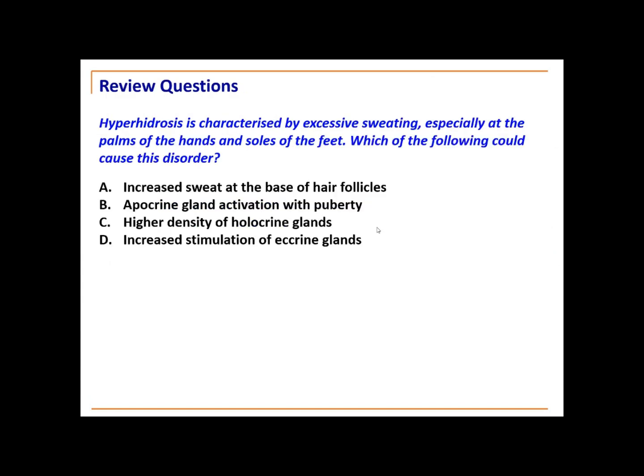So another little question for you. Press pause, as usual. Have a think about the question, and then we'll go through it. Okay. Hyperhidrosis is characterized by excessive sweating, especially at the palms of the hands and soles of the feet. Which of the following could cause this disorder? Only one of them's right, just so you know. The answer is D, increased stimulation of the eccrine or the merocrine glands.